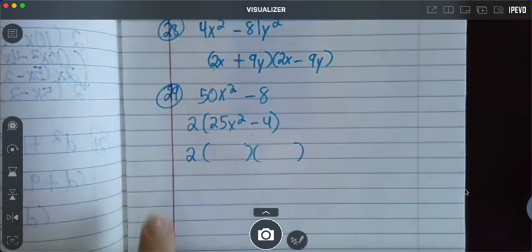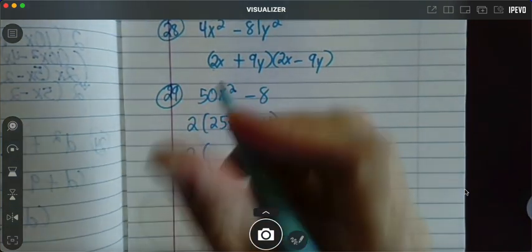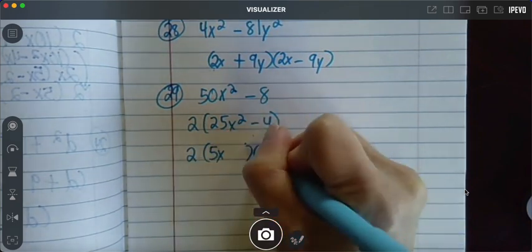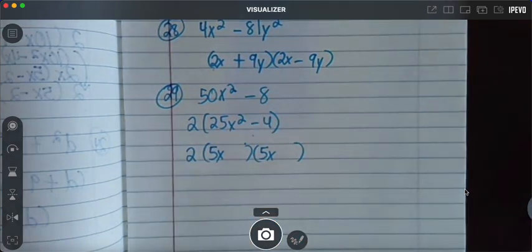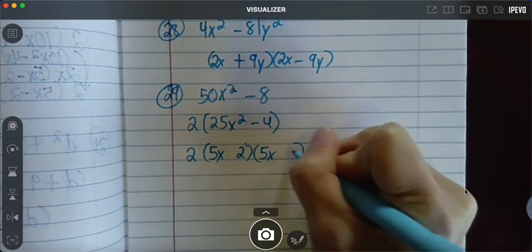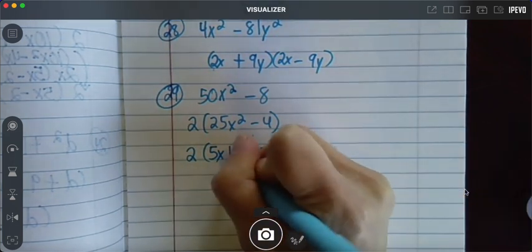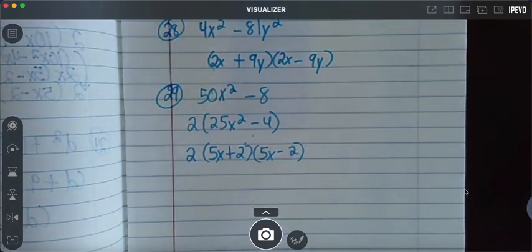Like this. So what goes at the front? What times what? 5x and 5x. And what goes at the end? 2. And what kind of signs go between them? A plus and a minus. So your answer for 29 is B, I think. Yes.